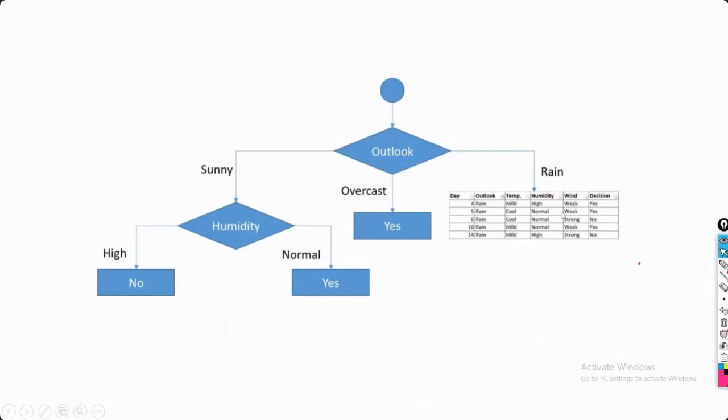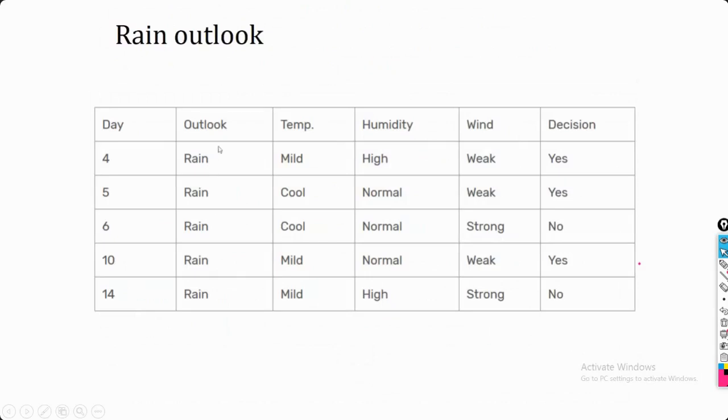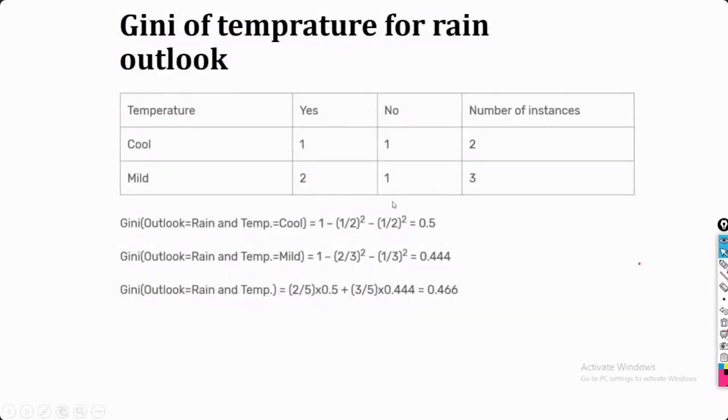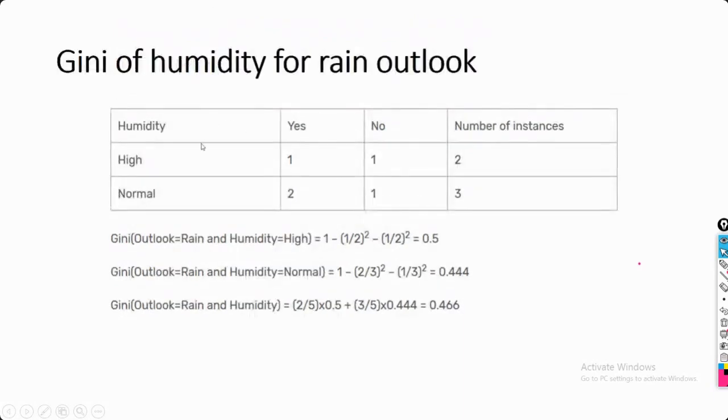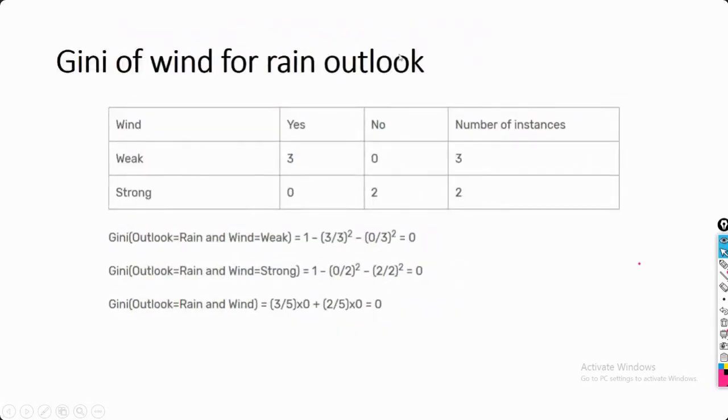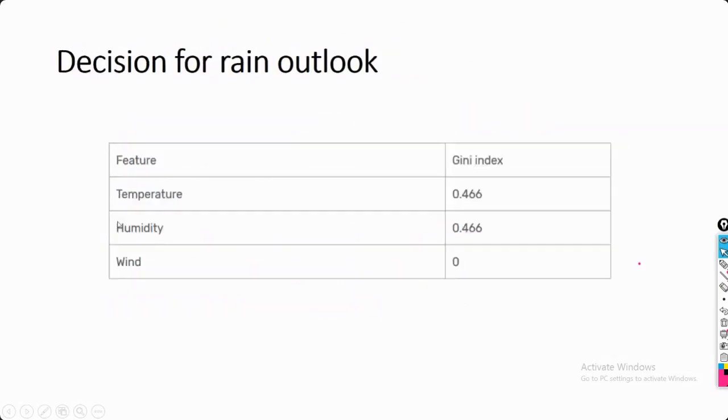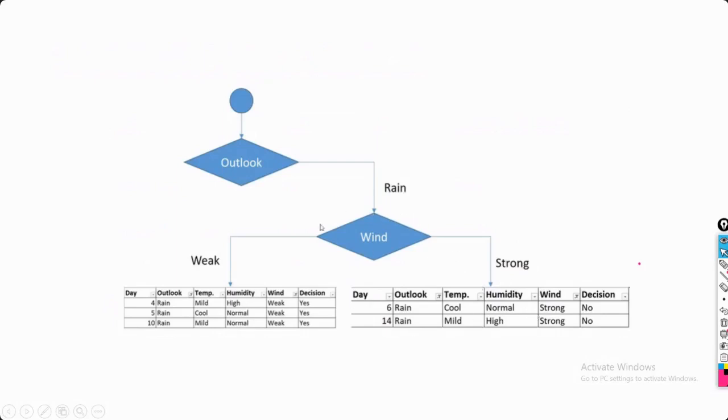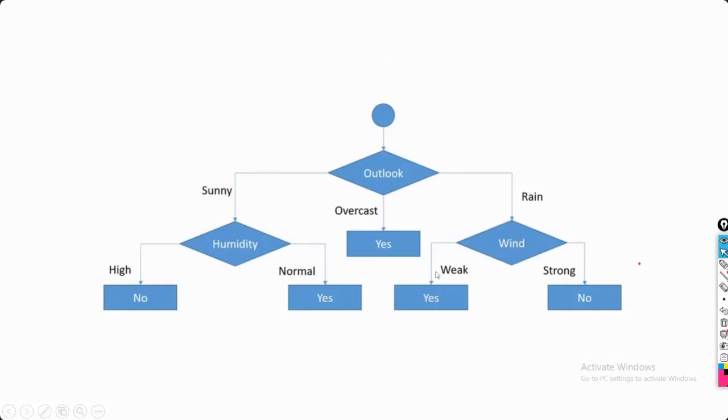Next is your rain. For this side also we are going to perform the same process. For your outlook equals rain, the same combination we are going to do with your temperature, with humidity, and with your wind also. This is for your temperature, this is for your humidity, and this is for your wind. Now again we are getting these values, so wind is having the purest one. Based upon this I have divided it, so this is what I am getting.